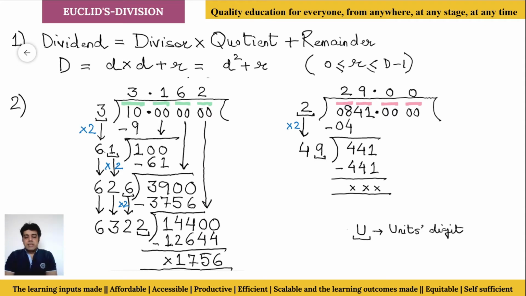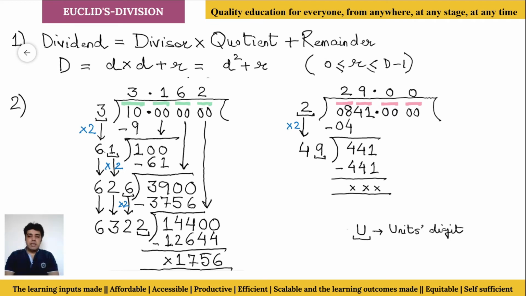Once you get this, for the second divisor, the units digit of the first divisor was a 2, which needs to be multiplied by a 2 again. What is the logic behind this? We know that (a plus b) whole square is nothing but a square followed by 2ab followed by b square, which is what we have done.